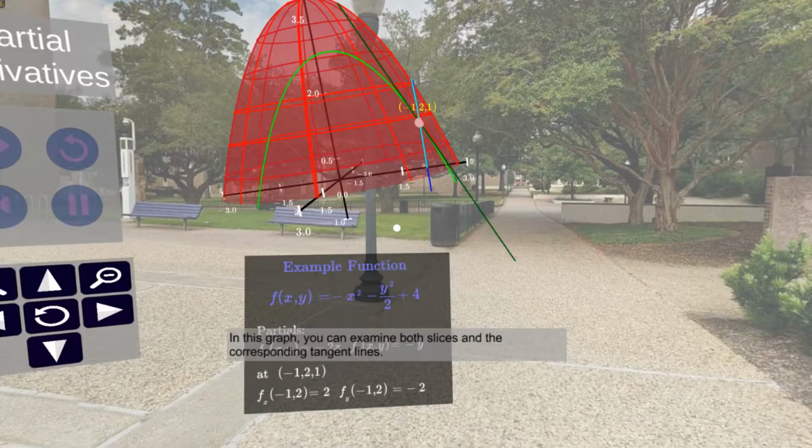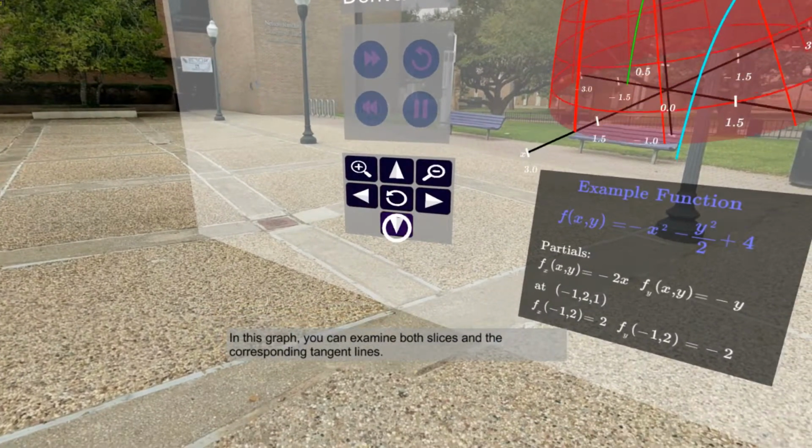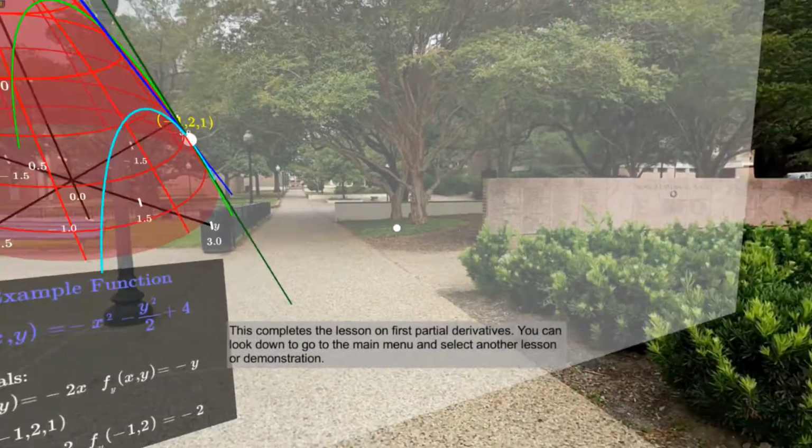In this graph, you can examine both slices and the corresponding tangent lines. This completes the lesson on first partial derivatives.